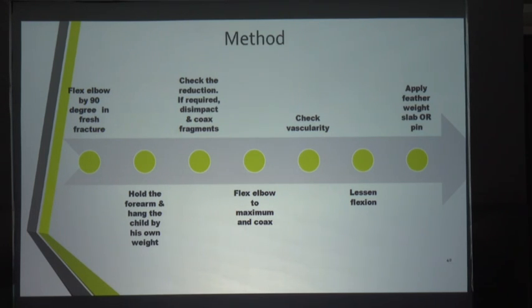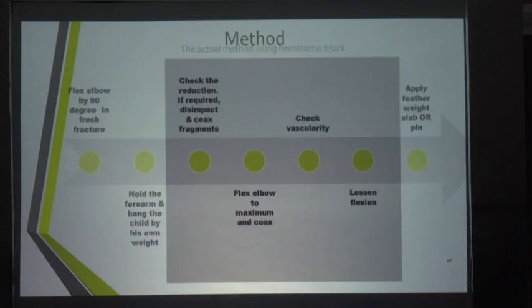If you can reduce to full flexion, the reduction is done. Flex the maximum, and coaxing is a special thing I have developed, because there is some gap always left after reduction. So with both the thumbs, you press the fracture fragment forward and it coaxes. Then even the fracture line may not be visible later on. And then lessen the flexion and apply a featherweight slab or pin.